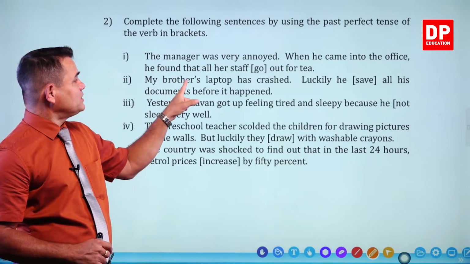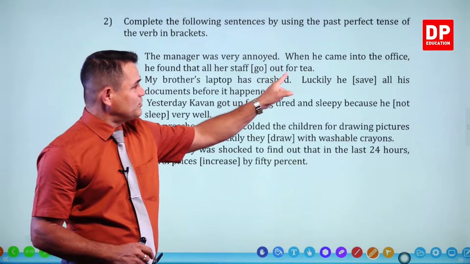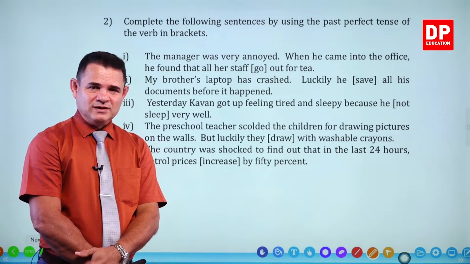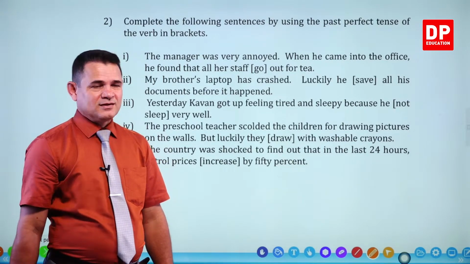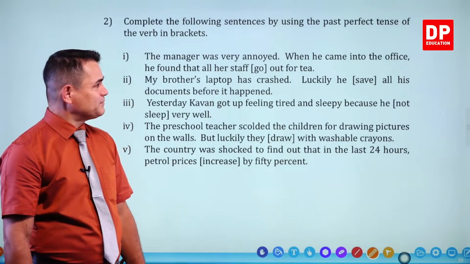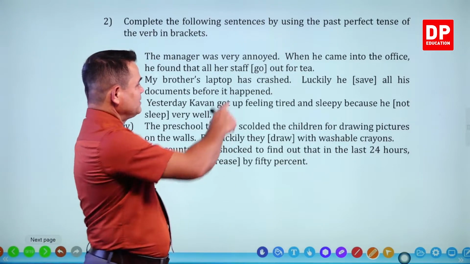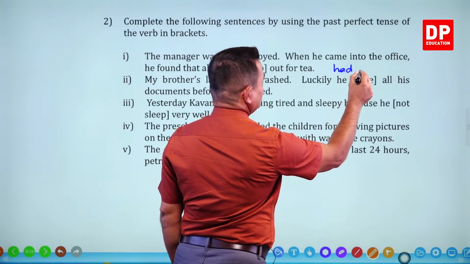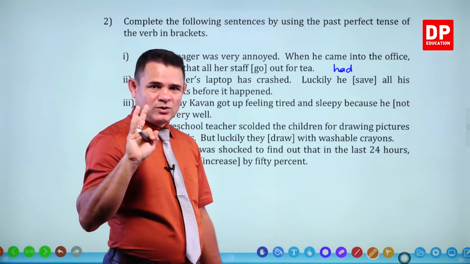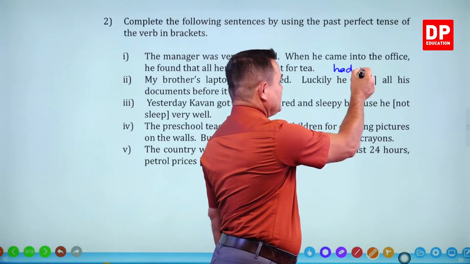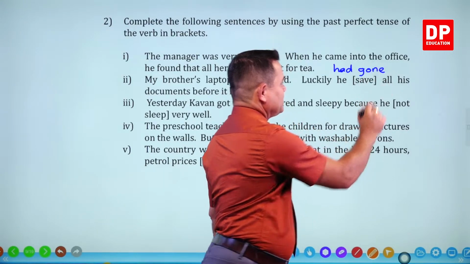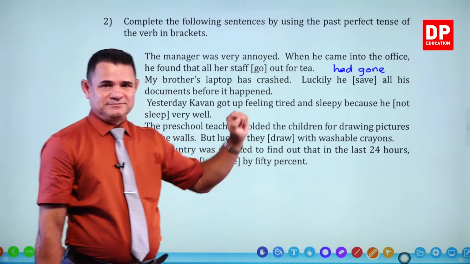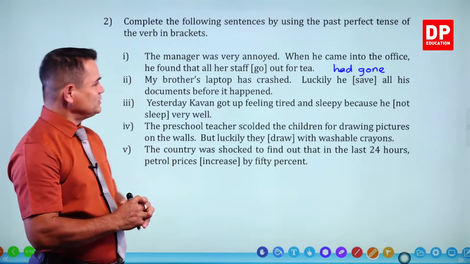He found that all her staff go out for tea. Why was the manager angry? When he came, the staff had all gone for tea. So how do you put it? It should be had plus the past participle of go. Go, went, gone, had gone. Then it should be found that all her staff had gone out for tea.